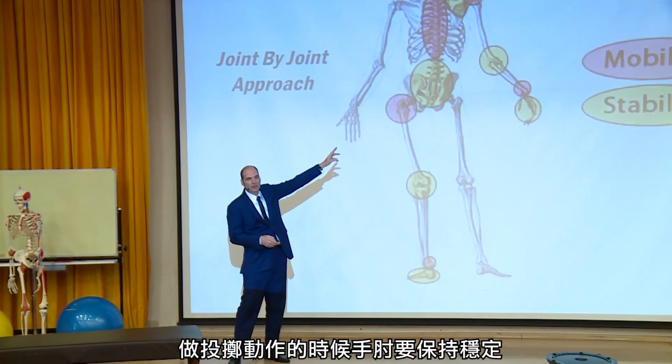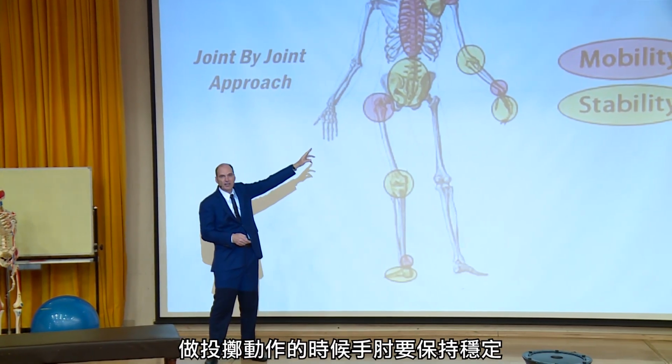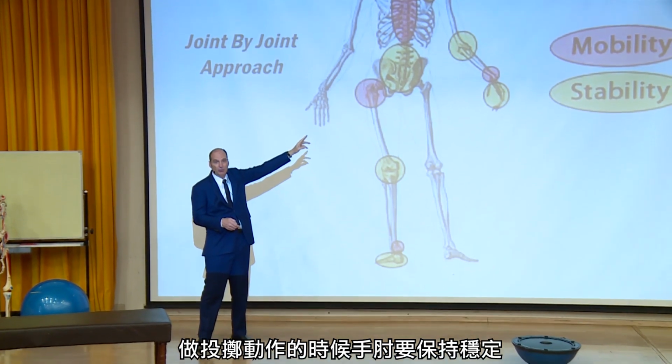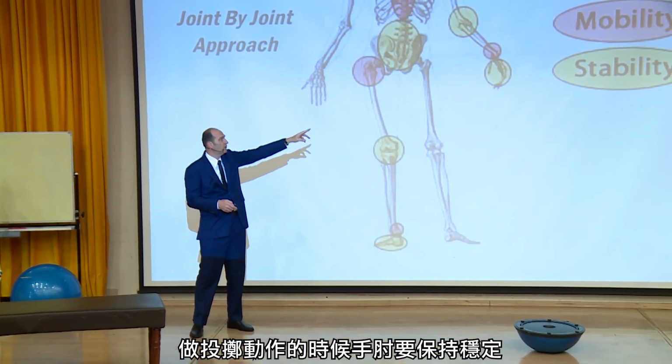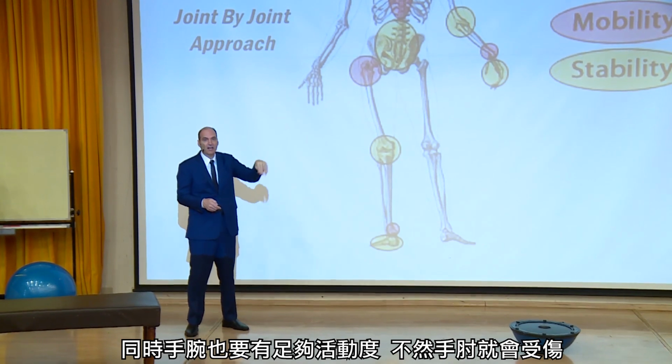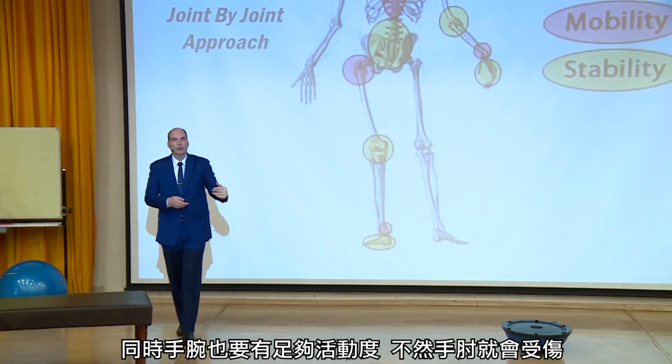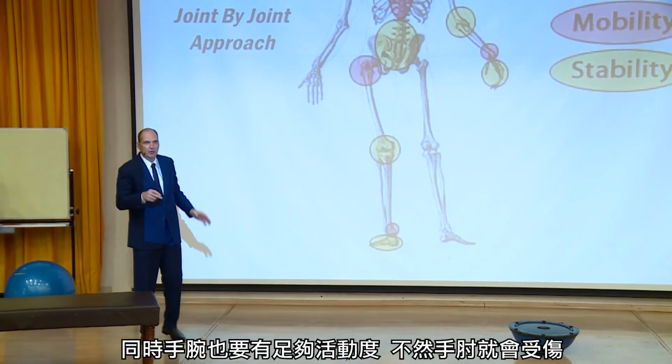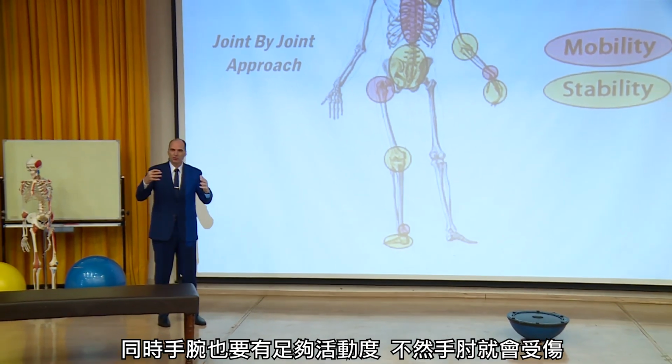So the elbow needs stability. You have to have a stable elbow to throw and things like that, and you need mobility at the wrist, and a lot of times if you don't have that, you start to have elbow pain. So this is the concept, again, from personal training.